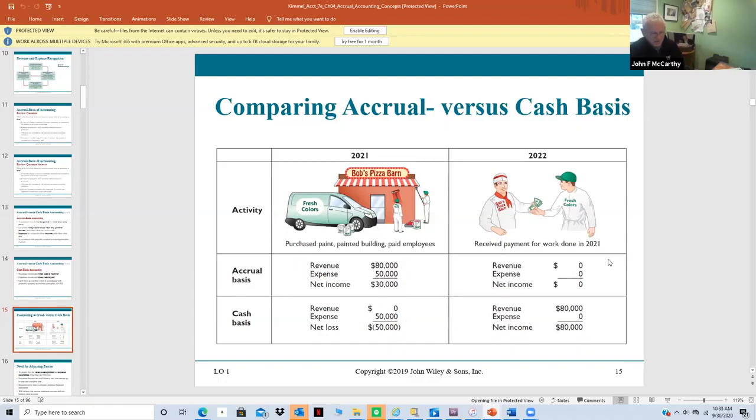As opposed to a $50,000 loss under cash basis. And in 2022, the accrual basis would give us 0, because the only thing that happened in 2022 was we received the payment. But that doesn't matter under accrual basis for the income statement. Under cash basis, you'd have a mismatch: the revenue in 2022 and the expense in the wrong year. That doesn't make a lot of sense. That's why we follow the accrual basis.